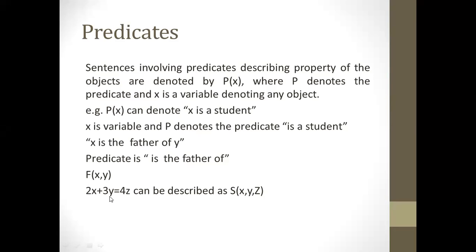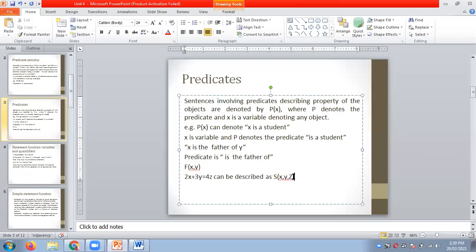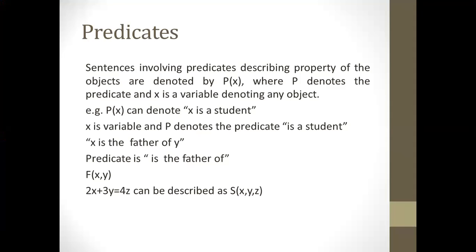Similarly, 2x plus 3y is equal to 4z can be described as S of x comma y comma z, where z is a small z. So this is the third predicate, S of x comma y comma z: 2x plus 3y is equal to 4z.